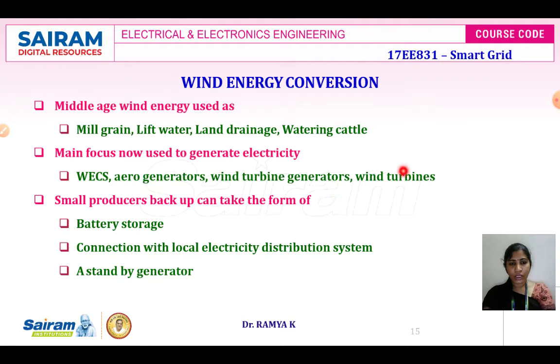Next, once the energy is generated, we cannot say that a certain amount of wind will be blowing continuously. Continuously we cannot say we can generate a certain amount of power by means of the wind energy conversion system. It is not possible for us to say. Therefore, to focus on the amount of generation and how it could be backed up, we will be considering a small producer to have a backup of energy, which is nothing but battery storage, connection with the local energy distribution system, or a standby generator.